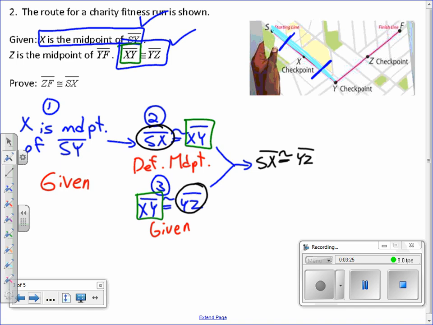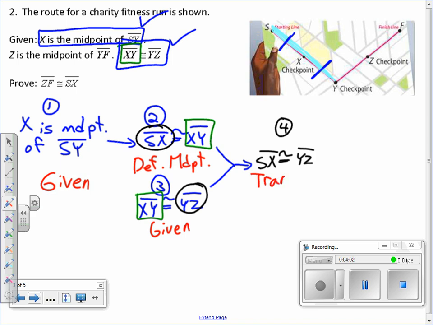I gave you guys a couple of examples of what that's like in class. I said, if John has the same amount of money that Mr. Lehman does, and Mr. Lehman has the same amount of money in his pocket that Dr. McCarthy has, then because Dr. McCarthy and John both have the same amount of money in their pocket that Mr. Lehman does, Dr. McCarthy and John have the same amount of money. You're just showing that equality through a third party. So we have SX is congruent to YZ. That was step number 4, and that was how we used the transitive property.